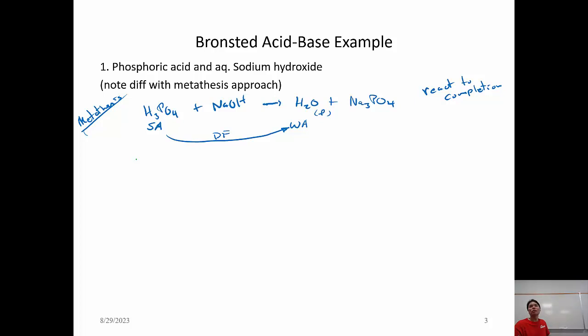Okay, the third driving force is gas formation. But is water a gas or sodium phosphate a gas? No. And so we do have one driving force, and therefore the downhill direction should be forward. And the reaction should proceed. Since the reaction proceeds, I need to balance it. How many sodium hydroxides do I need to neutralize the phosphoric acid? 3. Because I'm neutralizing all 3 acidic hydrogens. How many waters will I form?